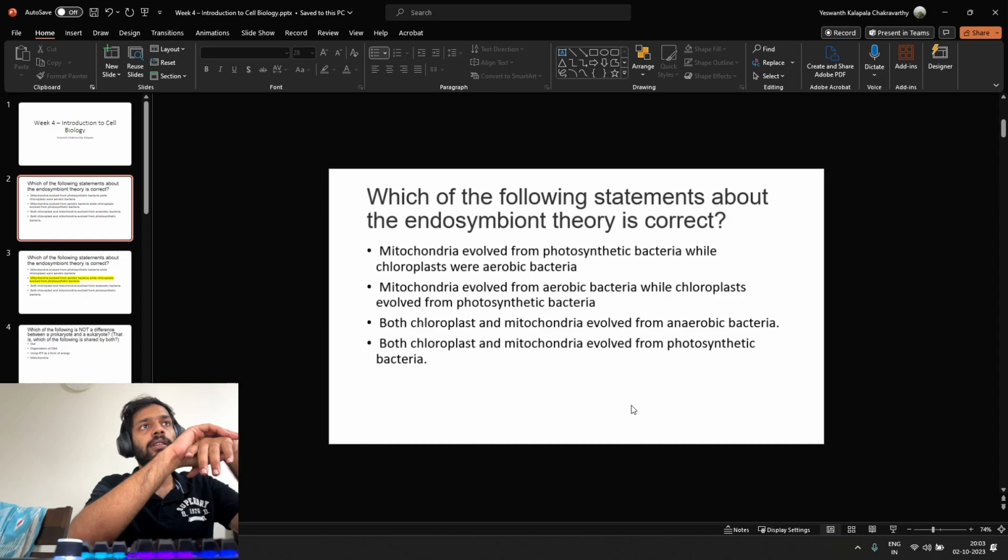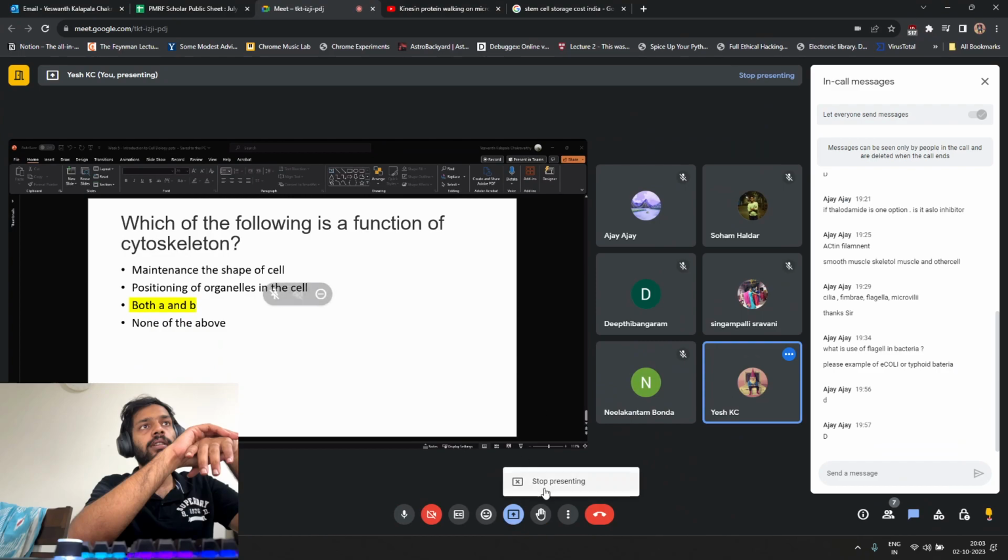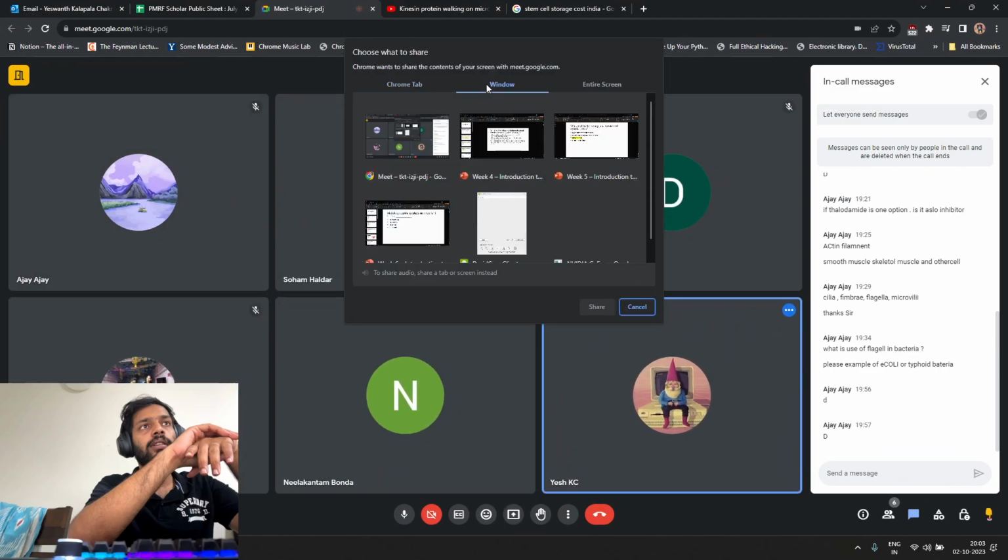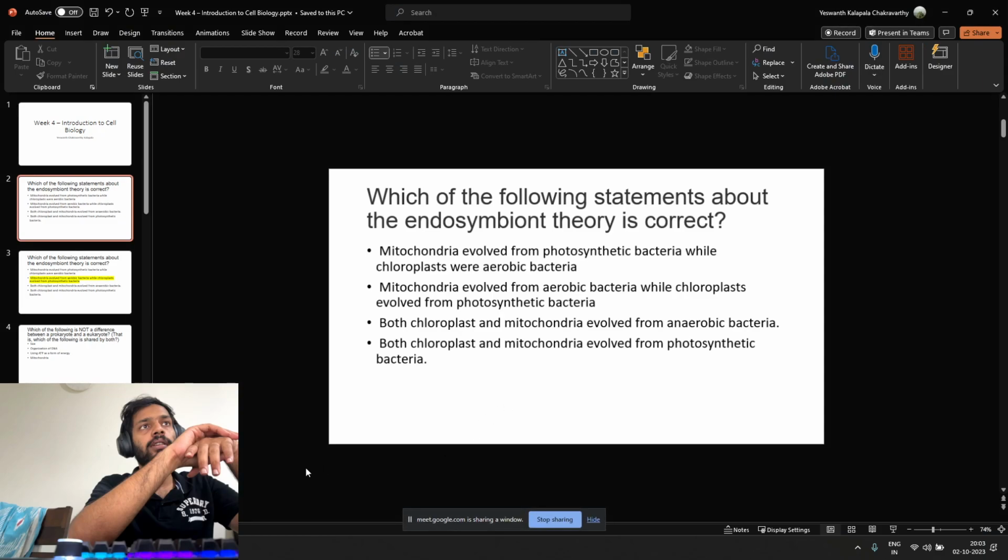The first question reads, which of the following statements about the endosymbiont theory is correct? Mitochondria evolved from photosynthetic bacteria while chloroplasts were from aerobic bacteria? Or mitochondria evolved from aerobic bacteria while chloroplasts evolved from photosynthetic bacteria? Both chloroplast and mitochondria evolved from anaerobic bacteria, or both chloroplast and mitochondria evolved from photosynthetic bacteria.